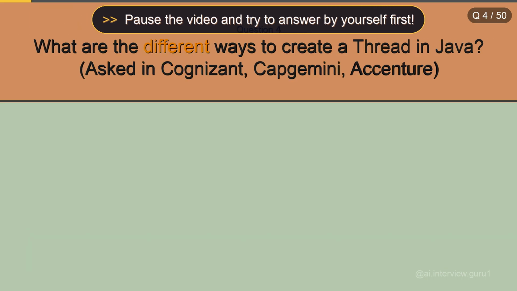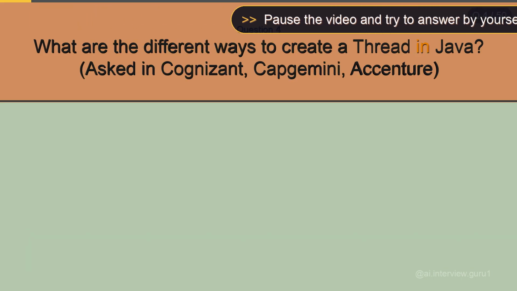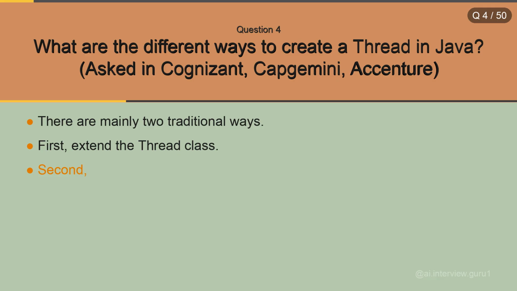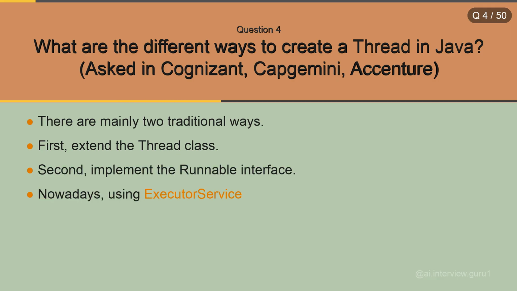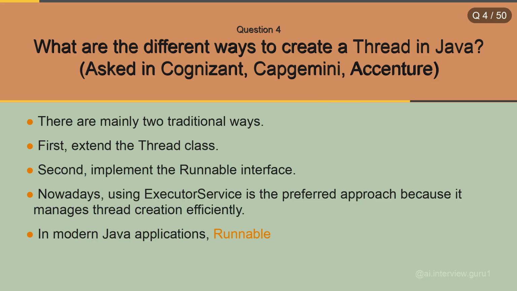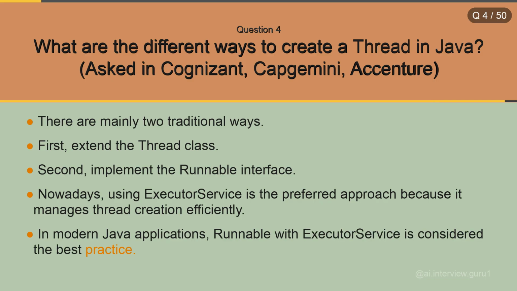What are the different ways to create a thread in Java? There are mainly two traditional ways. First, extend the Thread class. Second, implement the Runnable interface. Nowadays, using ExecutorService is the preferred approach because it manages thread creation efficiently. In modern Java applications, Runnable with ExecutorService is considered the best practice.